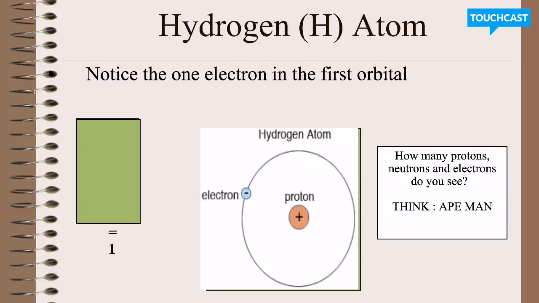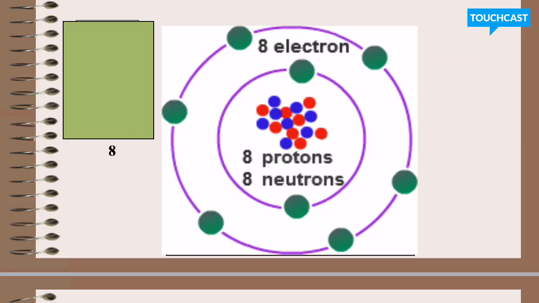Hey, real quick, I want to do 3 examples with you. Let's look at the hydrogen atom. It says, how many protons, neutrons, and electrons do you see? Well, let's look at it. I see 1 proton. I don't see any neutrons. So 0 neutrons, and this is the only element that doesn't have neutrons. And then I see 1 electron. Alright, let's look at this one. Okay, I see 8 protons, I see 8 neutrons, and I see 8 electrons.